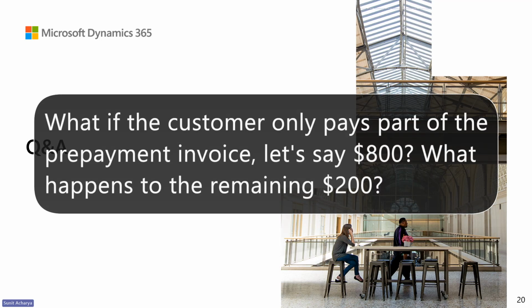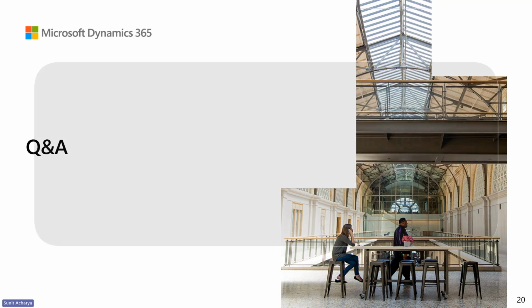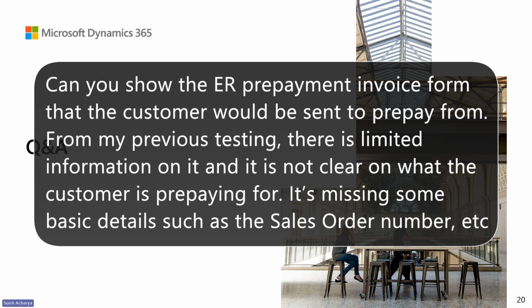What if the customer only pays part of the prepayment invoice? Let's say 800. What happens to the remaining 200? They can pay the prepayment partially on a particular sales order, and one prepayment can be applied to multiple sales orders. Next question. Can you show the electronic reporting prepayment invoice form that the customer would be sent to prepay from?